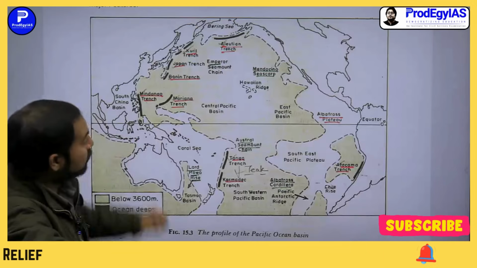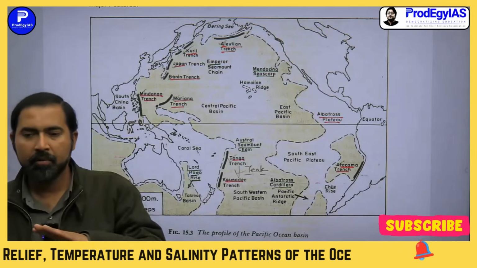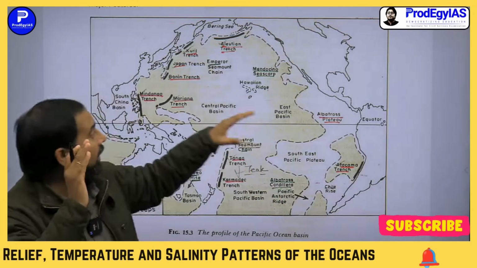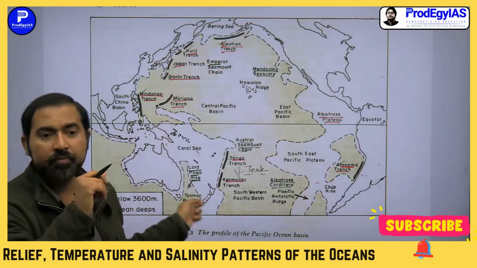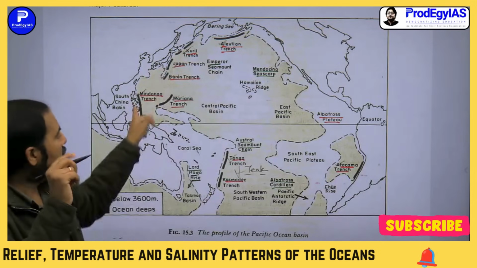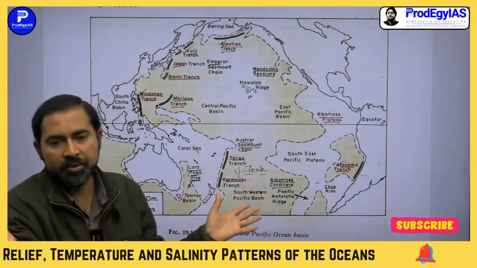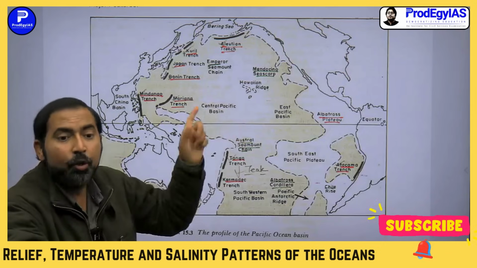This is your Pacific Ocean, and you know that the Pacific Ocean is the single ocean where almost all parts are active. Means on the eastern and western, both parts, you can see trenches. Means here subduction is happening, and here also subduction is happening. On both parts of the ocean, subduction is happening. Means both parts of the oceans are having active plate boundaries.